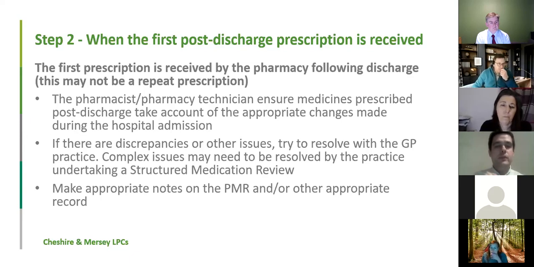Now, the toolkit will say that you need to make appropriate notes on the PMR and/or other appropriate records. The and/or other appropriate records is Pharm Outcomes. So you haven't got to put everything in Pharm Outcomes to do your payment and then write it chapter and verse in your PMR. Some of you may wish to do that, and that's fine, but the record in Pharm Outcomes should be sufficient.